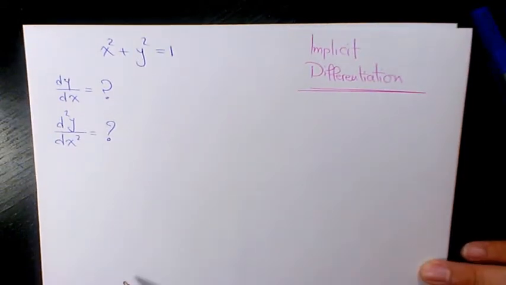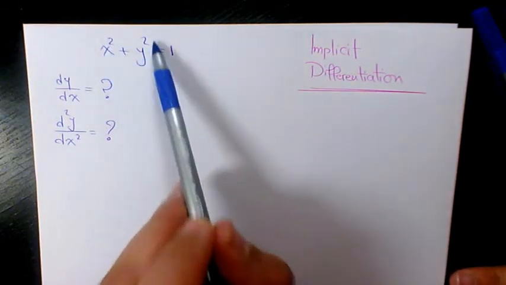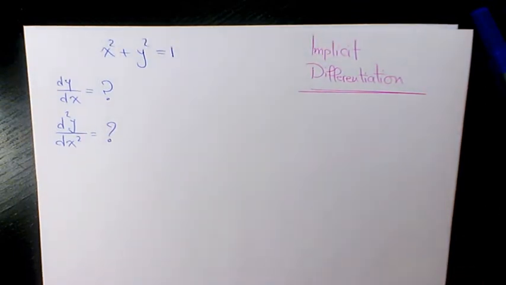Welcome to another video. In this video I want to show you how to find out the first derivative and second derivative of x squared plus y squared equals 1. I need to use implicit differentiation. So let's start with the first derivative.